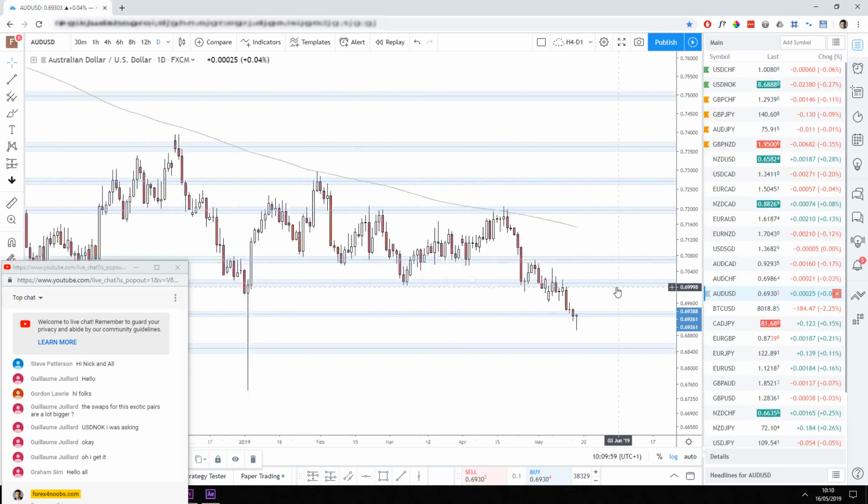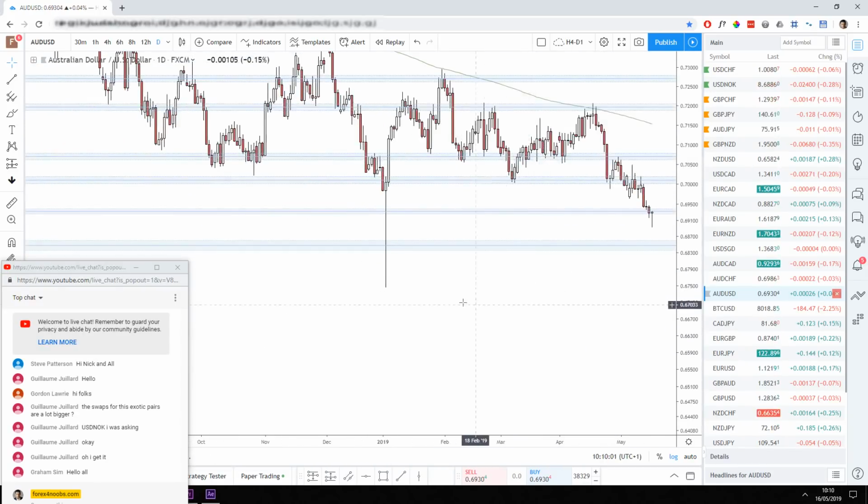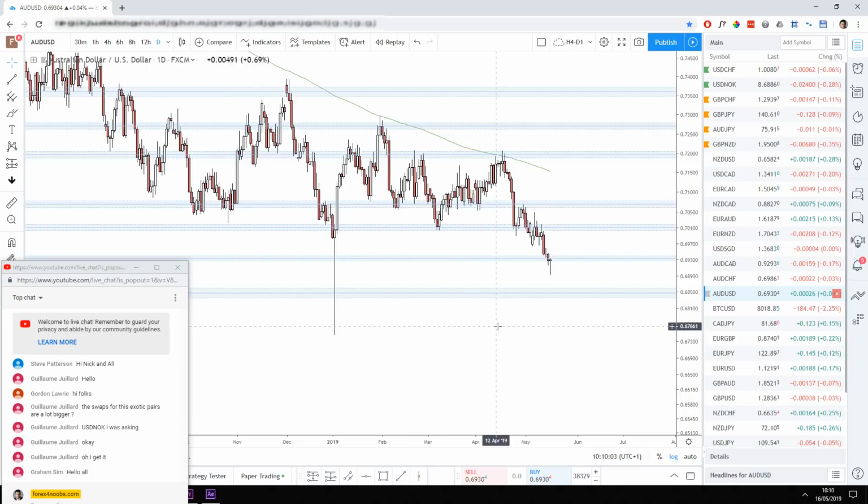AUDUSD, I really need to fix support resistance areas on this pair. I'll do that later.